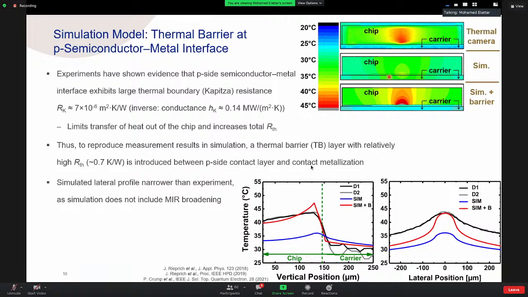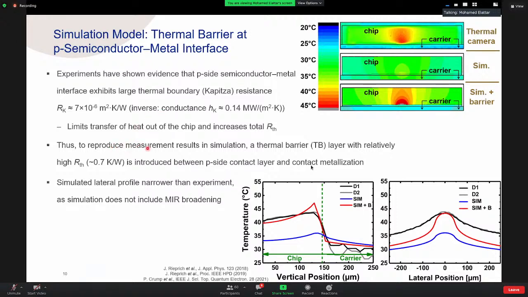So what we were able to deduce from this is that the P-side semiconductor metal interface exhibits a large thermal boundary, or so-called Kapitsa resistance, having this value of 7 × 10⁻⁶ meters square Kelvin per watt. And this, as you see here, limits the transfer of heat out of the chip and increases the total thermal resistance of the mounting configuration.